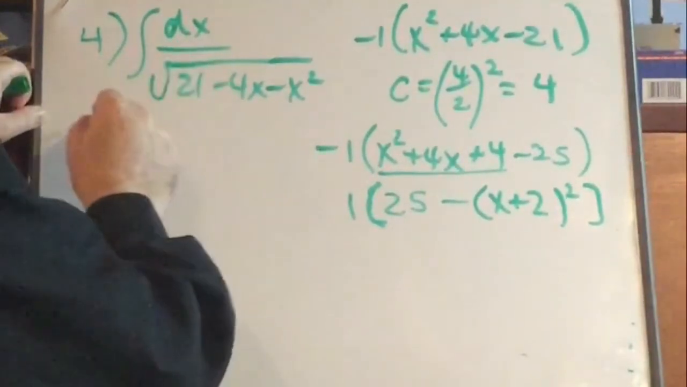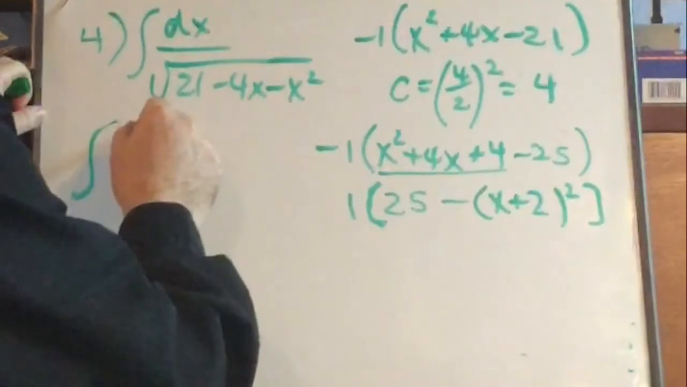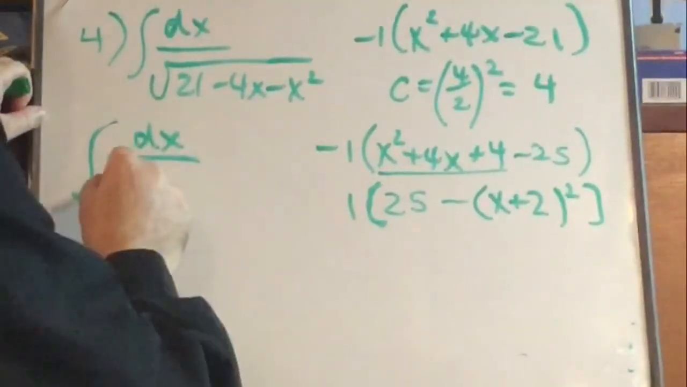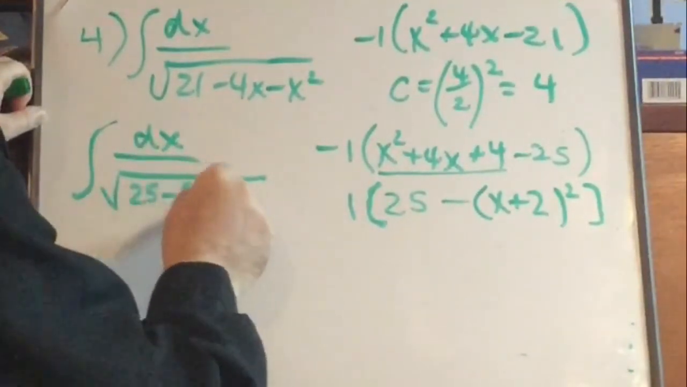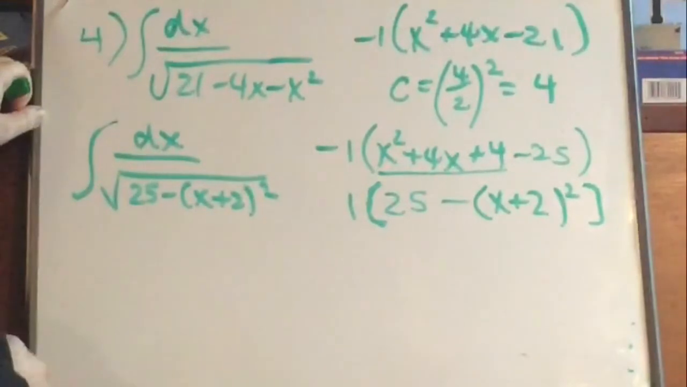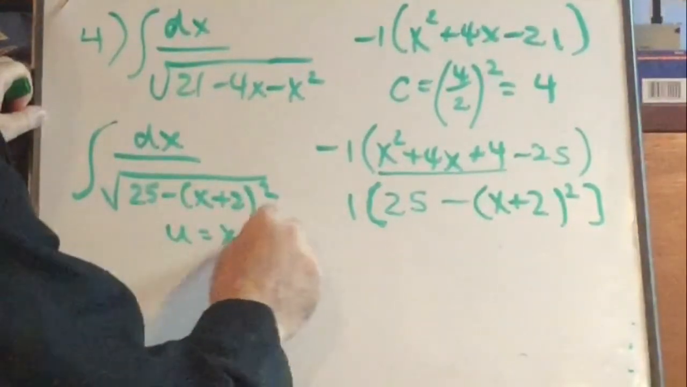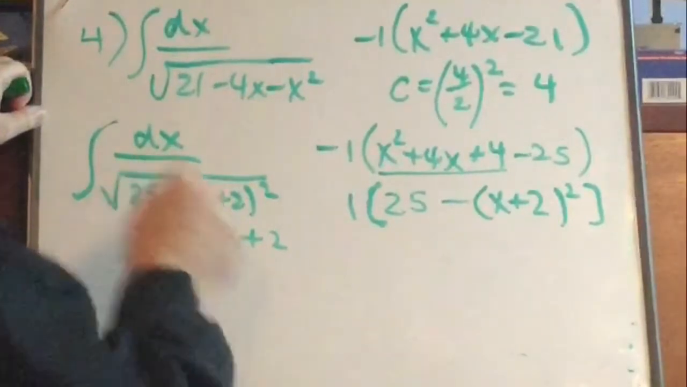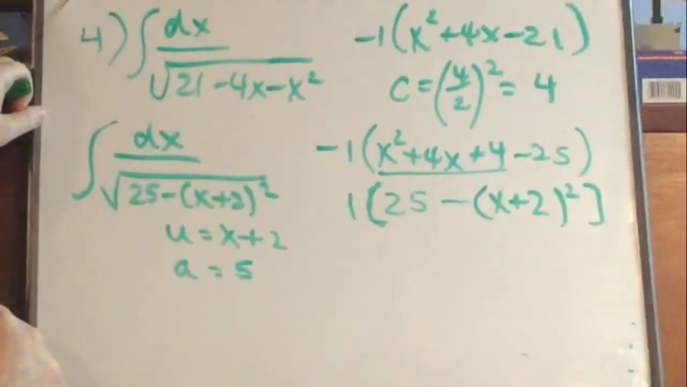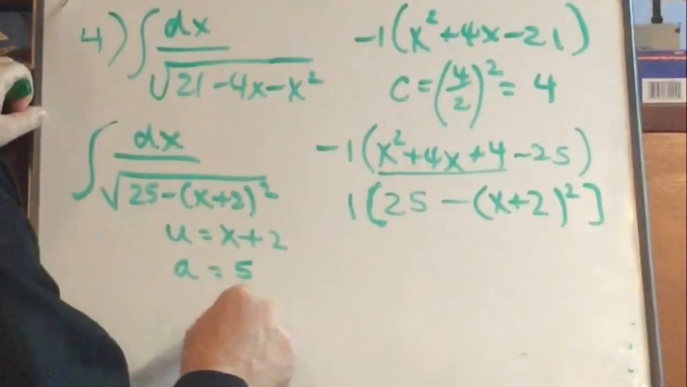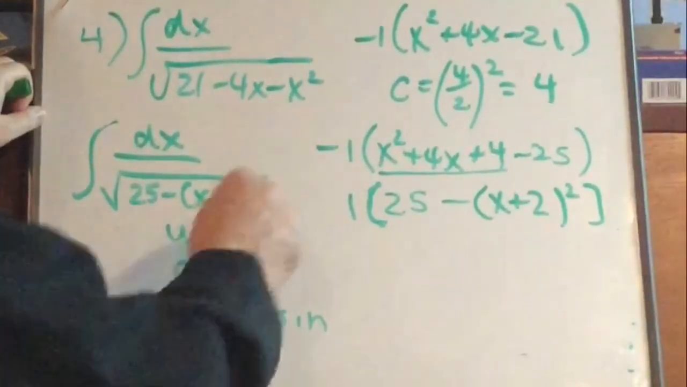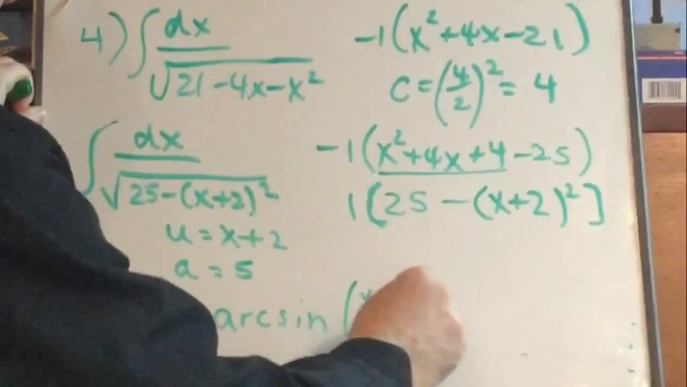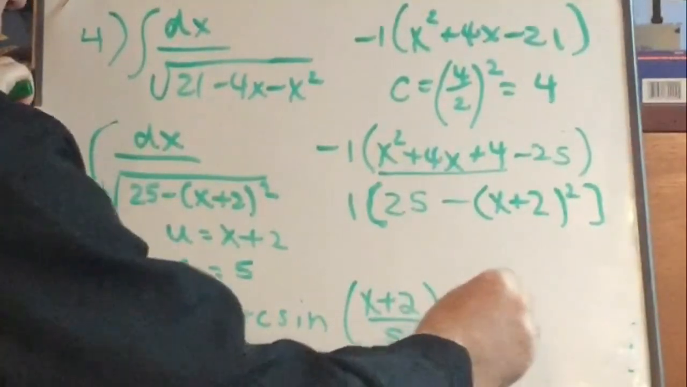So when I rewrite my integral now, I get the integral of dx over, remember this is still under the square root, 25 minus x plus 2 quantity squared. My u value is x plus 2. My a value is what I square to get 25, which is 5. And because this is the arcsine case, I don't need a fraction out in front. I just get the arcsine of u over a, which is x plus 2 over 5, plus c.